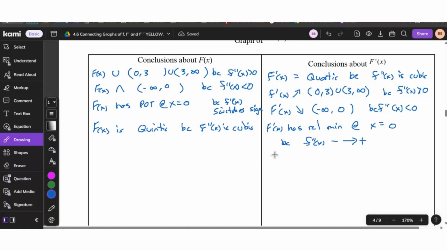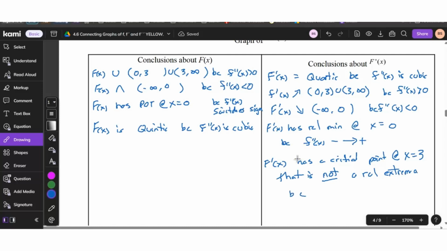Anything else we should say? Do we feel good? Yes. I'm going to add one more thing because it's kind of different or weird. We could say that f prime of x has a critical point at x equals 3 that is not a relative extrema. And the reason is because the second derivative is equal to 0. So it's still got something weird going on. We should go look at it.